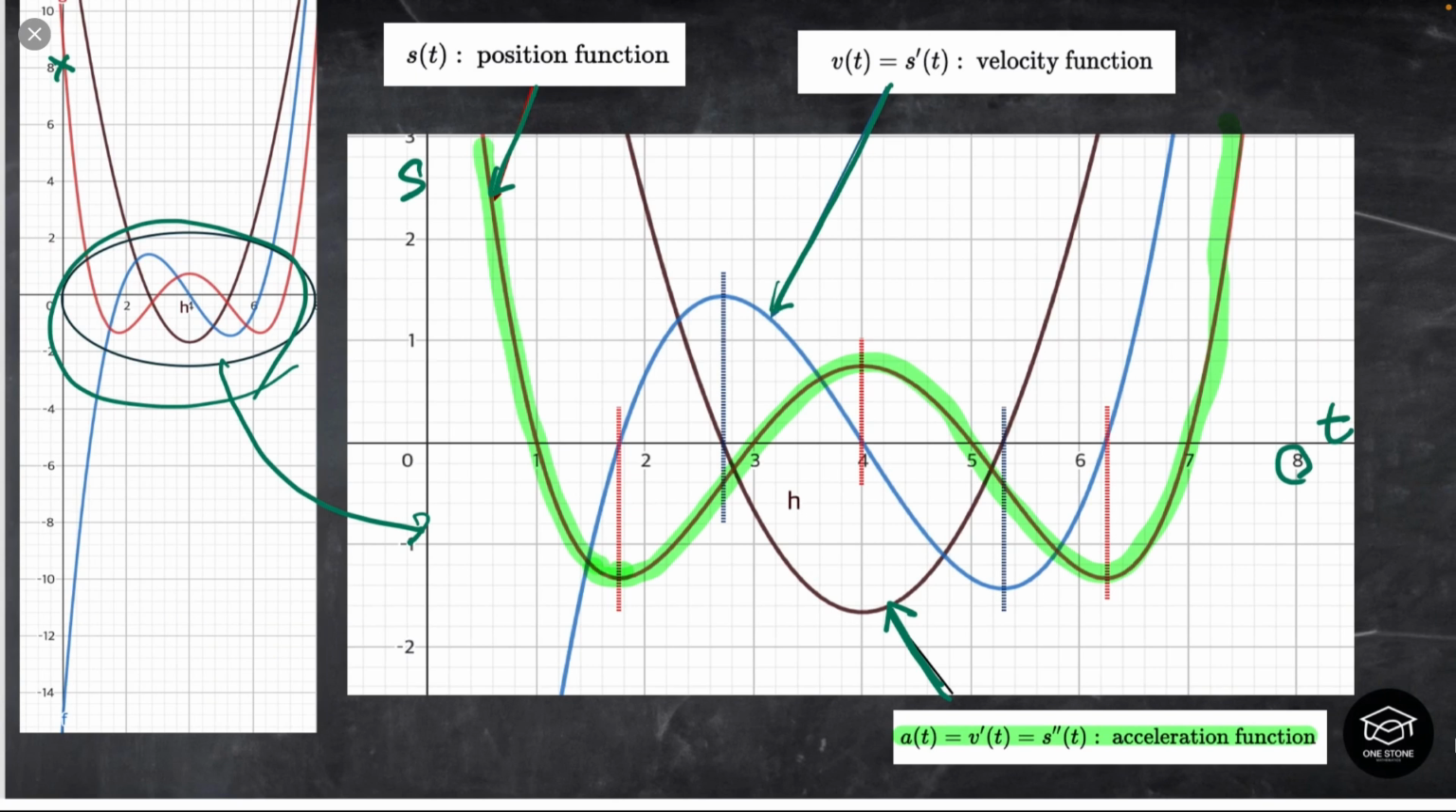First, let's think about the position function. It shows exactly where the object is at any given time. In other words, the y value itself represents the position. Since the object is moving along a straight line, the graph indicates its location on the line with respect to 0.